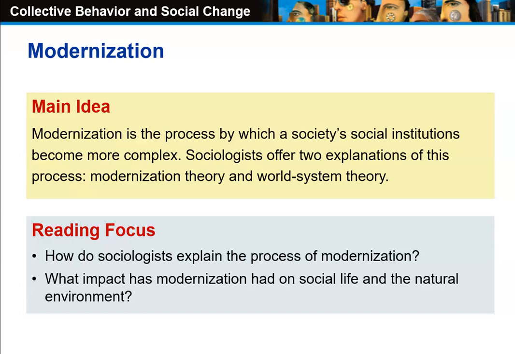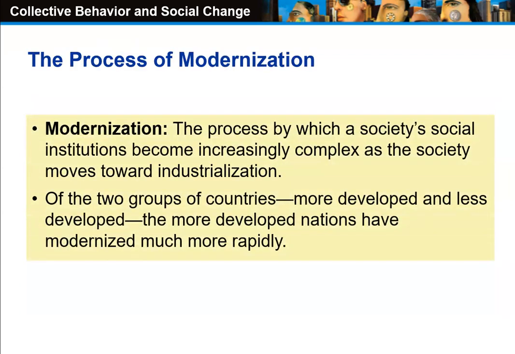So by the end of this, you should be able to understand how sociologists explain the process of modernization and what impact modernization has had on social life and the natural environment. Modernization is the process by which society's social institutions become increasingly complex as society moves towards industrialization and beyond.